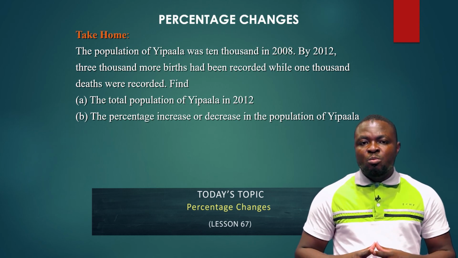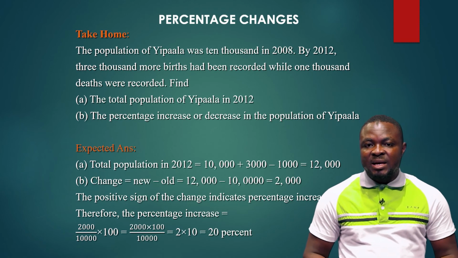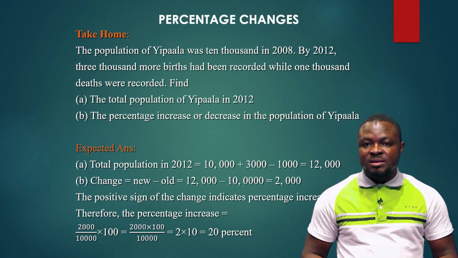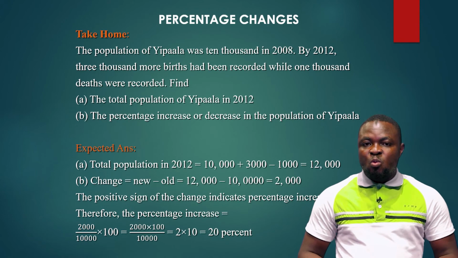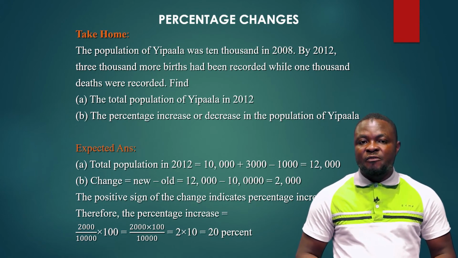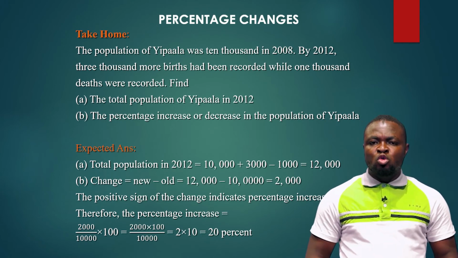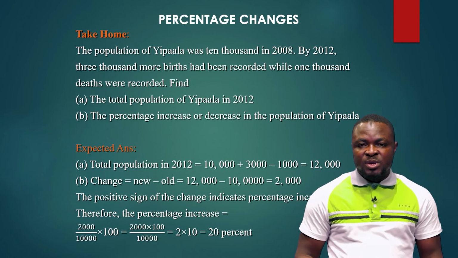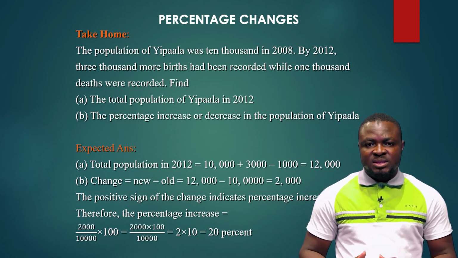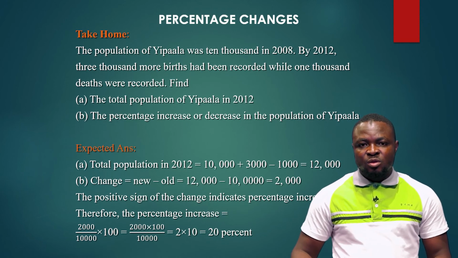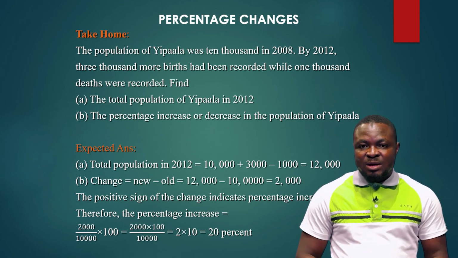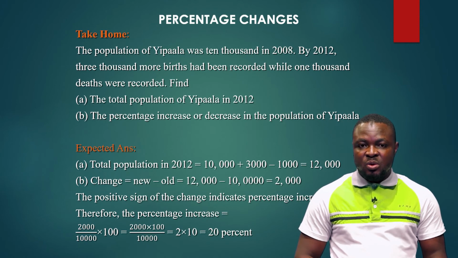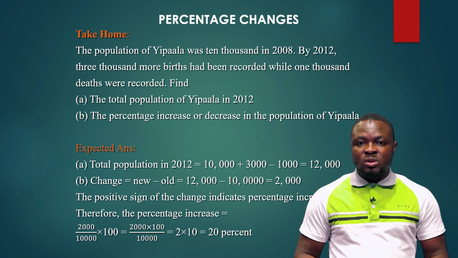Now, we move to the next one, which says the population of Yipala was 10,000 in 2008. By 2012, 3,000 more births had been recorded, while 1,000 deaths were recorded. Find the total population of Yipala in 2012. So in 2008, the population was 10,000. And by 2012, 3,000 more births had been recorded, while 1,000 deaths were recorded. You should find the new population, the total population.